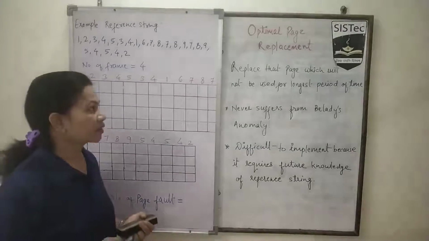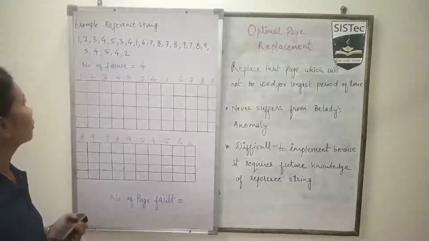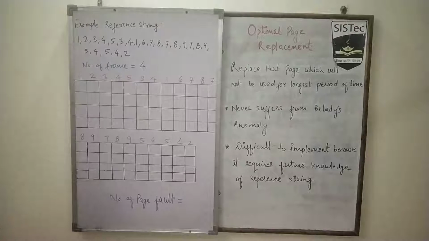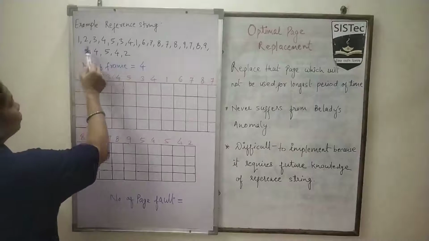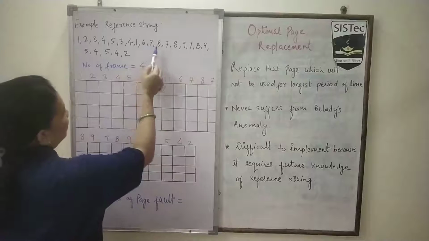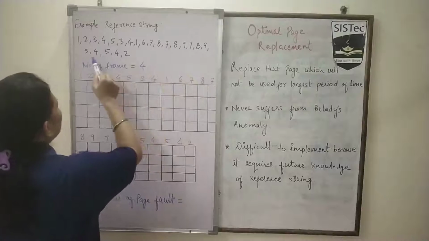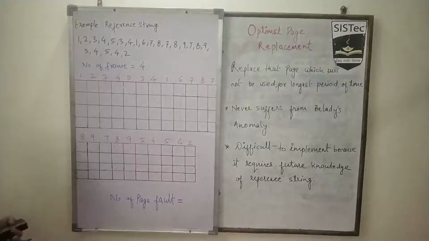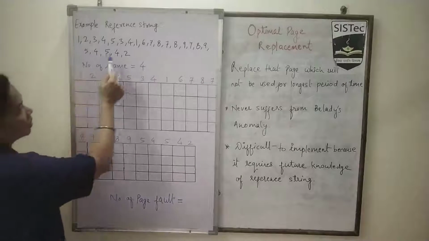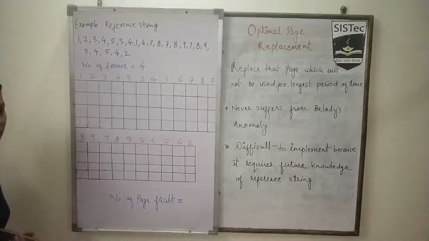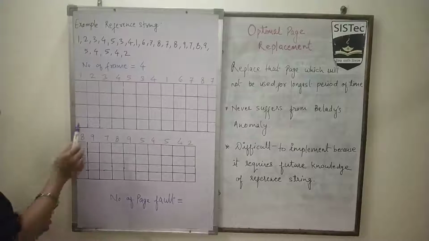Now let's take another example for optimal page replacement algorithm. A reference string is given of 1, 2, 3, 4, 5, 3, 4, 1, 6, 7, 8, 7, 8, 9, 7, 8, 9, 5, 4, 5, 4, 2. So these are the sequence of page requests, and we have to allocate these pages into the frame, and the number of frames are 4.